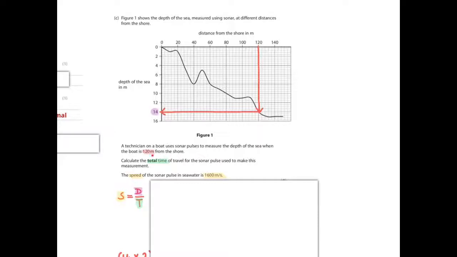But here we're asked to calculate total time. So the first thing we need to do is rearrange this equation. Distance, by the way, is the depth of the sea, how far the pulse had to travel. And we work that out from the graph. So we go to 120 meters and then basically extrapolate from there. So yeah, we have distance and we have speed, but we need to work out time. So here's how we can rearrange the equation.